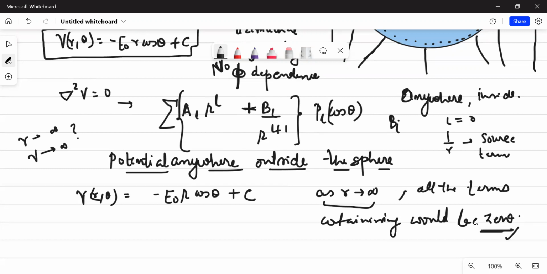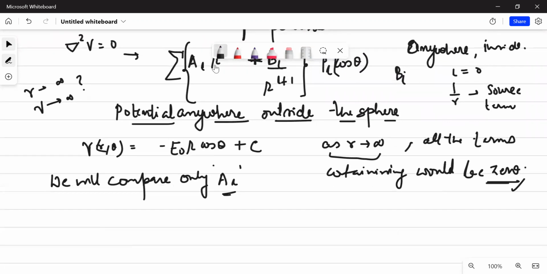Would be zero. Is that clear? So in that particular case, I will have to equate my AL term. We'll compare only terms containing AL. So terms containing AL we have to compare. If I compare the terms, this will be A naught plus A1 cos theta is equal to minus E naught R cos theta plus C. There is no such term as A2 because there is no such term of cos square theta. So simply A naught will be equal to C.